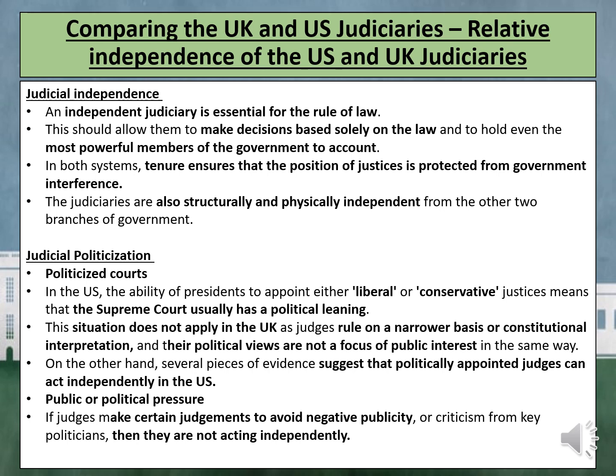In both systems, tenure ensures that the position of justices is protected from government interference. The judiciaries are also structurally and physically independent from the other two branches of government. This independence allows the judiciaries to rule against the government as they see fit. For example, in United States versus Texas in 2016, the court struck down Obama's executive order giving millions of illegal immigrants an indefinite delay in deportation. On the application of the Public Law Project versus Lord Chancellor in 2016, the court ruled that the Lord Chancellor was acting ultra vires by imposing a residence test for legal aid. This is state support with legal costs.